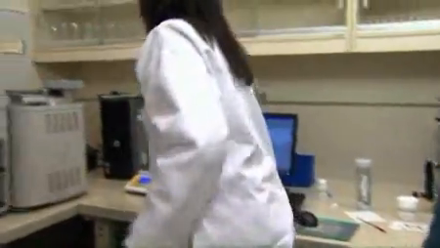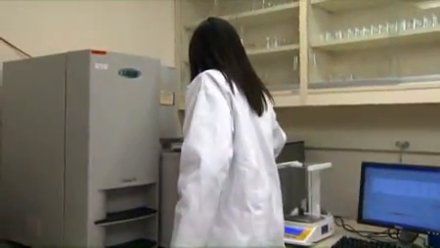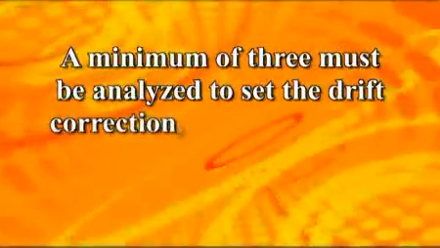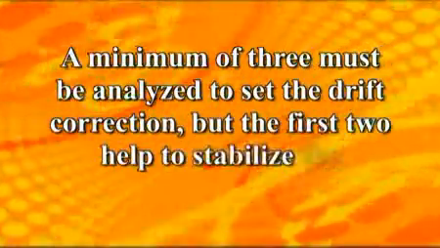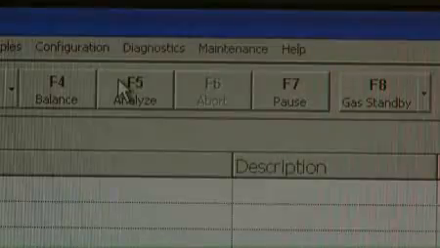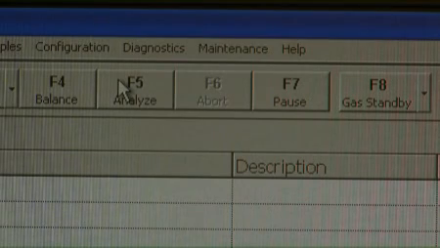Repeat this process for 4 more EDTA standards. A minimum of 3 must be analyzed to set the drift correction, but the first 2 help to stabilize the instrument. Select the Analyze button at the top center portion of the screen to begin the EDTA standard analysis. This entire process can also be performed while the blanks are running, making it unnecessary to select the Analysis button.